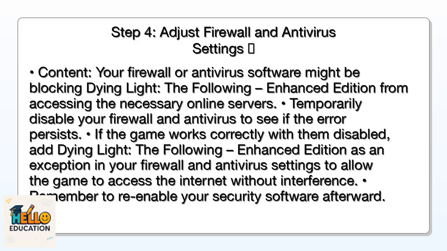Step 4: Adjust firewall and antivirus settings. Your firewall or antivirus software might be blocking Dying Light: The Following Enhanced Edition from accessing the necessary online servers. Temporarily disable your firewall and antivirus to see if the error persists. If the game works correctly with them disabled, add Dying Light: The Following Enhanced Edition as an exception in your firewall and antivirus settings to allow the game to access the internet without interference. Remember to re-enable your security software afterward.